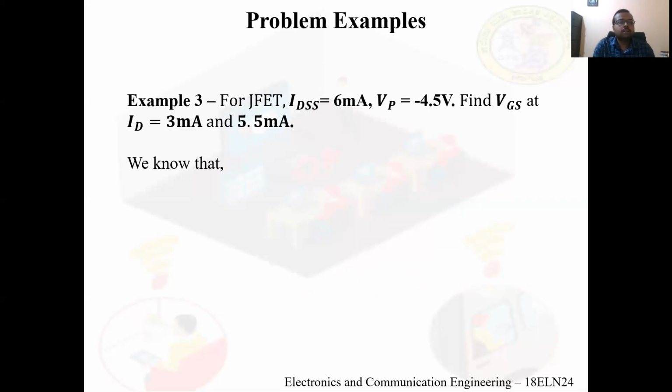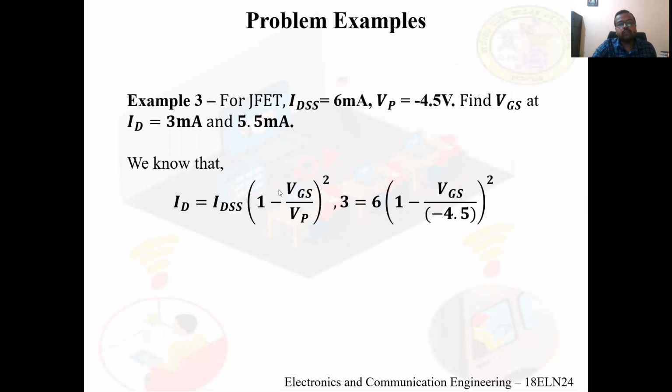Now we'll go to the third problem. For JFET, IDSS is 6 milliamperes, VP is minus 4.5 volts. Find gate to source voltage at ID equal to 3 milliamperes and 5.5 milliamperes. Looking at the problem statement, we need to calculate the value of VGS when the drain current is equal to 3 milliamperes, and also when the drain current is equal to 5.5 milliamperes. We'll start with the Shockley's equation, substitute the values, and the only unknown we have is VGS.